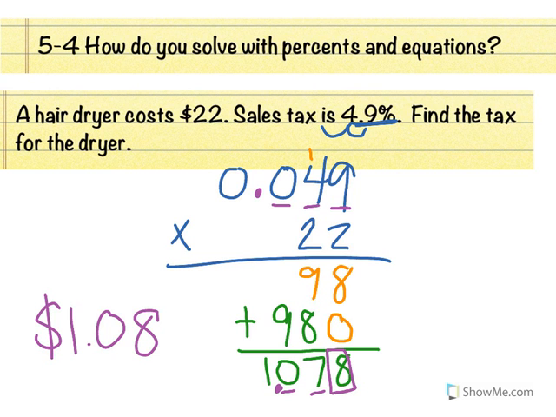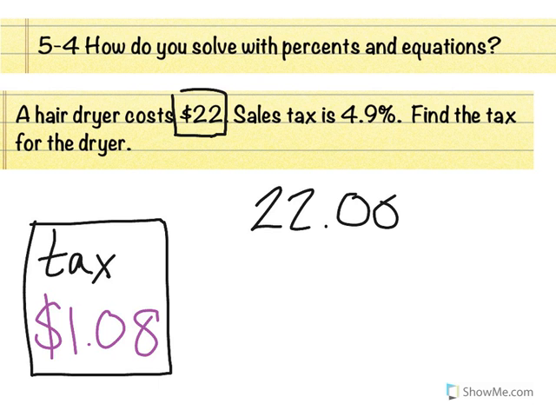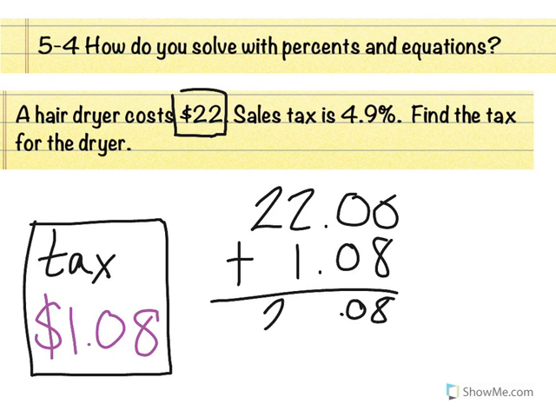Now if I want to find the total cost I would pay at the register, I would take my original retail price and then I'd have to add the tax to it. So this would be $22 plus $1.08. That's my tax. 2308. So at the register I would end up paying $23.08 for the $22 hairdryer.